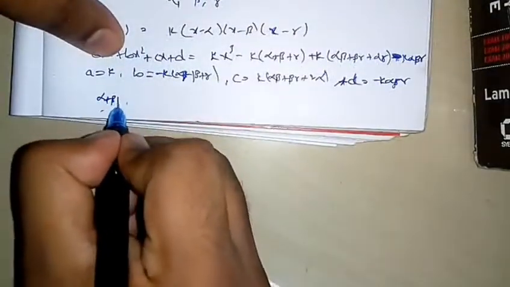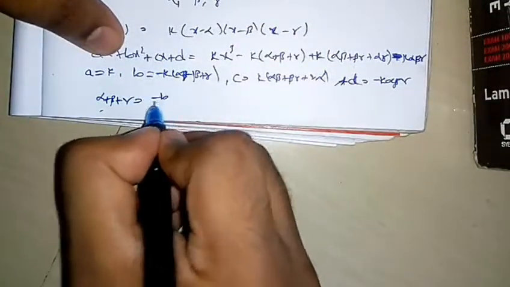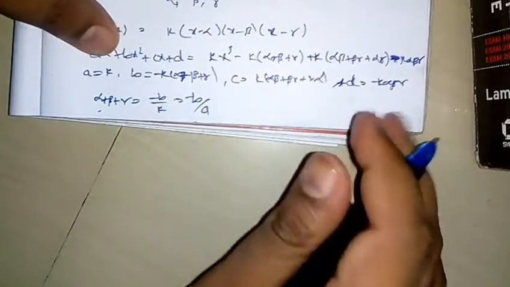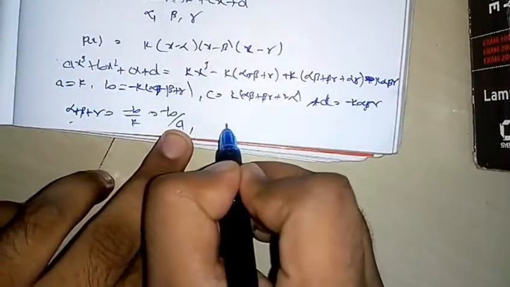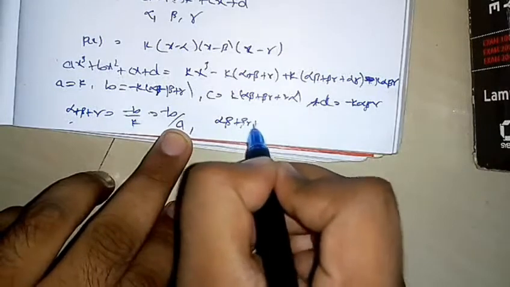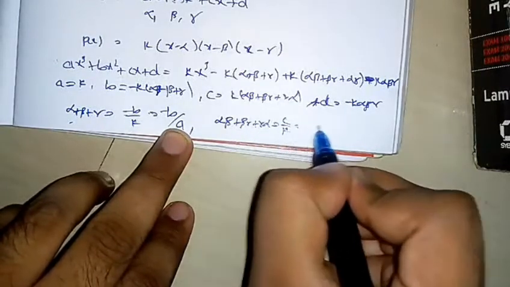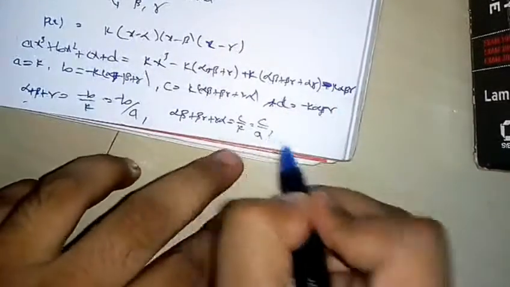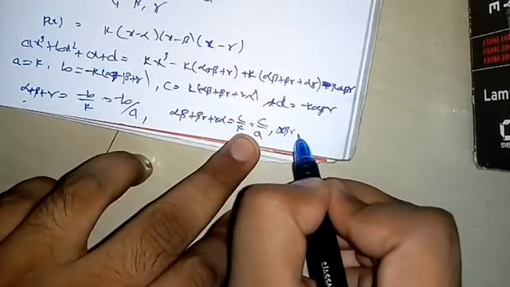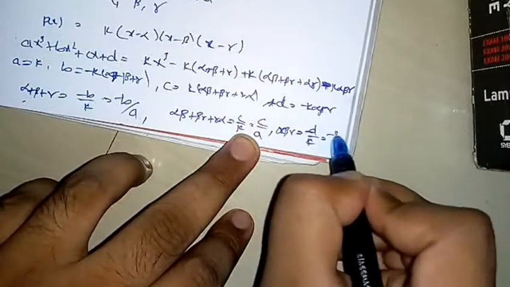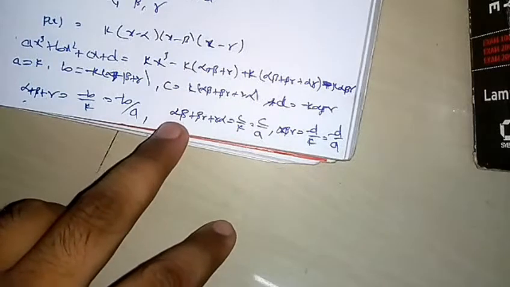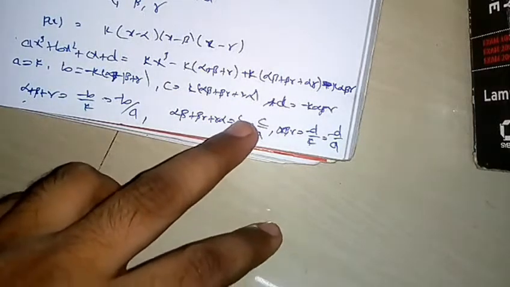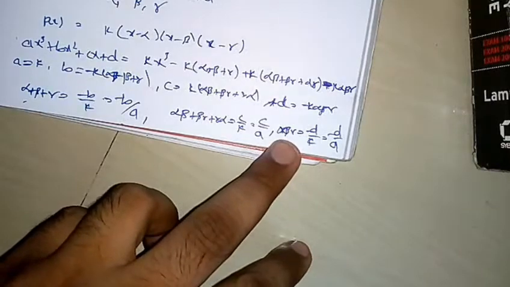Sum of the roots alpha plus beta plus gamma is equal to minus b by k, which is equal to minus b by a. Sum of two roots taken at a time, alpha beta plus beta gamma plus alpha gamma, is equal to c by k, which is equal to c by a. And product of the roots alpha beta gamma is equal to minus d by k, which is equal to minus d by a. So these are the formulas for the relationship between coefficients and roots. Sum of the roots is equal to minus b by a. Sum of product of two roots taken at a time is equal to c by a, and product of three roots is equal to minus d by a.